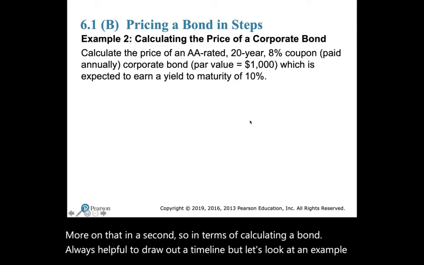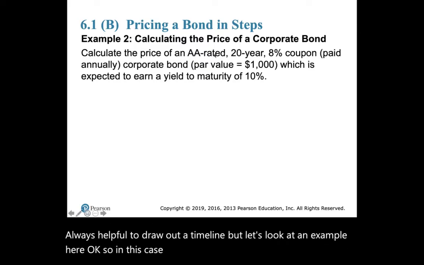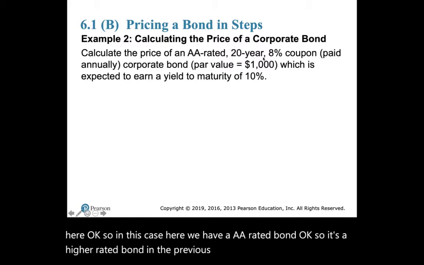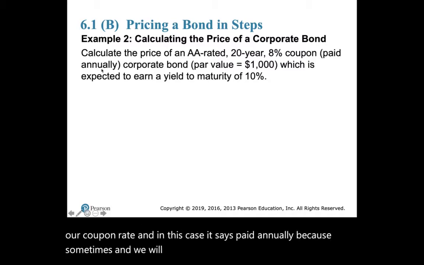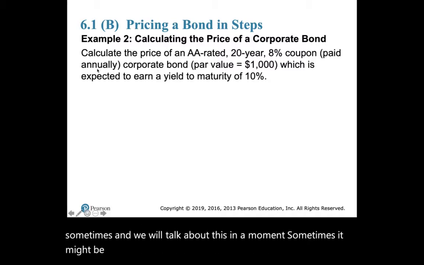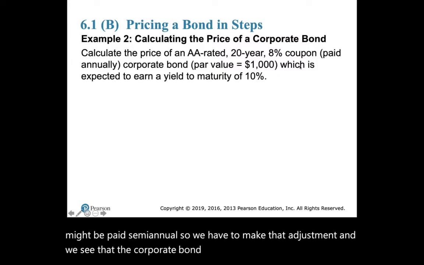In this case here, we have a double A-rated bond. So it's a higher rated bond than the previous one. It's a 20-year bond. We have our coupon rate, and in this case, it says paid annually because sometimes, and we will talk about this in a moment, it might be paid semi-annual. So we have to make that adjustment. And we see that the corporate bond par value is 1,000 and our yield to maturity is 10%.